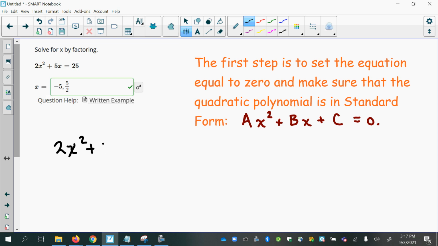So I'm just subtracting the 25 from both sides, and this is what I get. Now I'm ready to start factoring. I also notice that there's a lead coefficient of 2 on the front x squared term, and that makes this a little more challenging to factor.